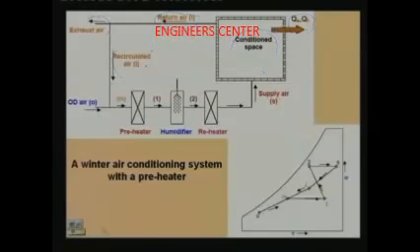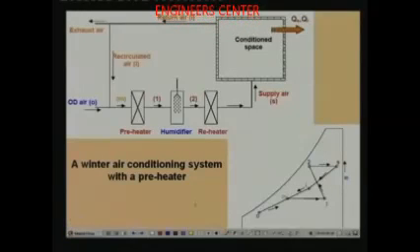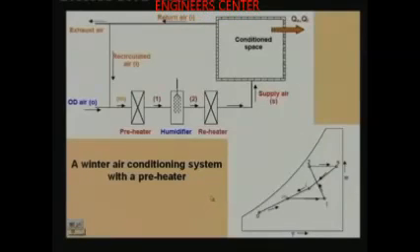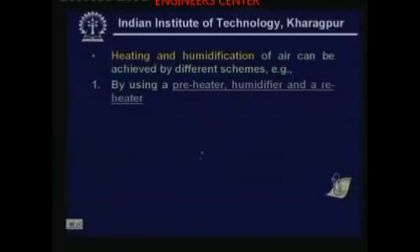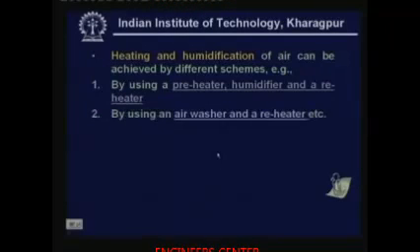So this is your psychrometric cycle for a winter air conditioning system using a preheater. This is one way by which you can heat and humidify the air. You can also use an air washer and a reheater, and you can again have the same heating and humidification.